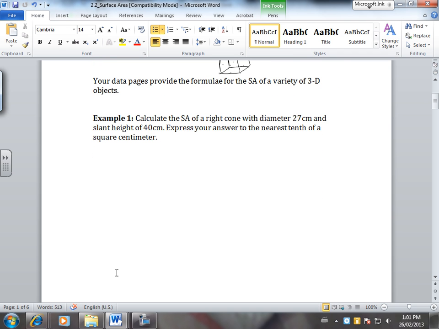And again, check out your data pages for the surface area. There's lots of 3D objects. You're provided with the formulas, so you don't have to memorize them. You just have to be able to match the correct shape with the correct formula.